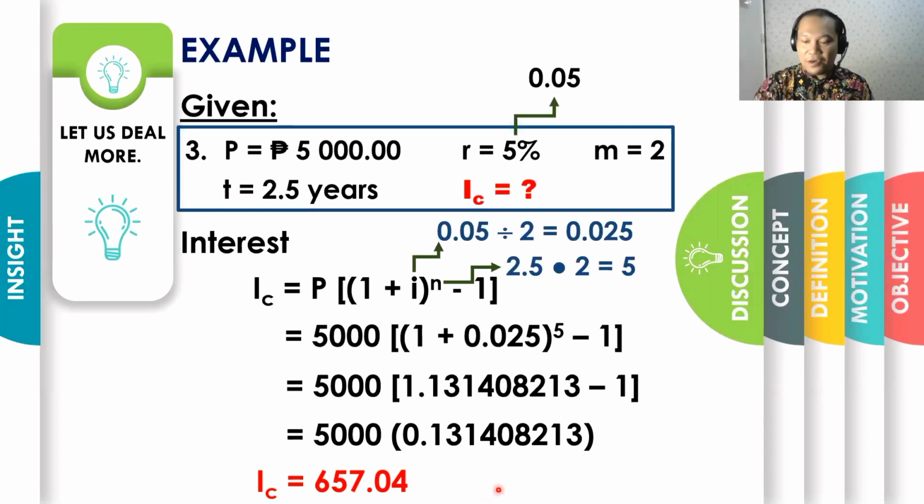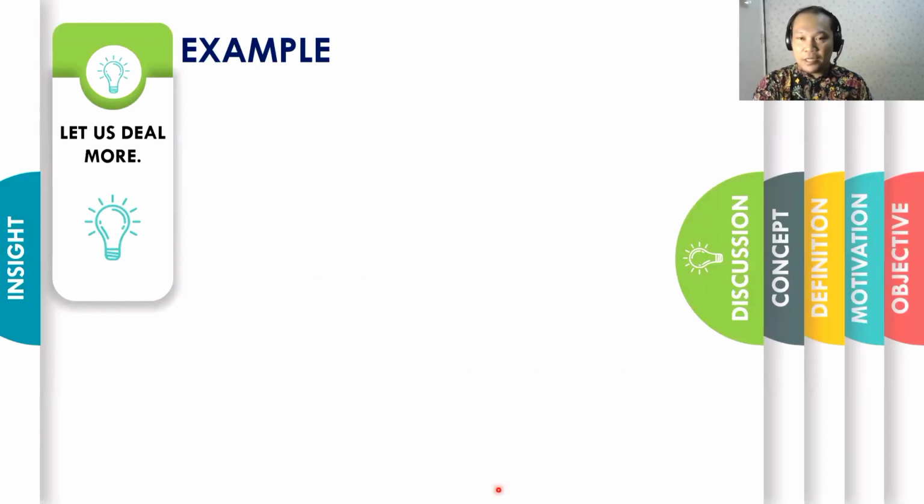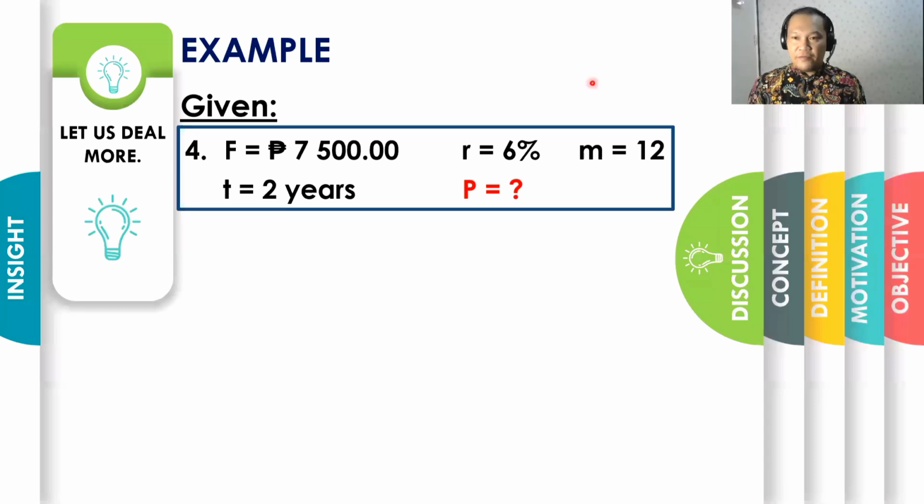And to further understand the competency, now let's proceed with example number 4. Here is now the given for question number 4. Now for question number 4, we are looking for the present value. The given are the maturity value, which is 7,500 pesos. The nominal rate is 6%. M or the conversion is 12. This is compounded monthly. And then the time is 2 years.